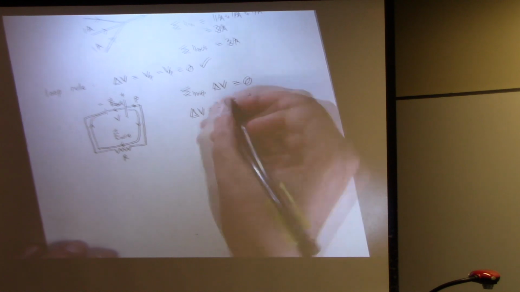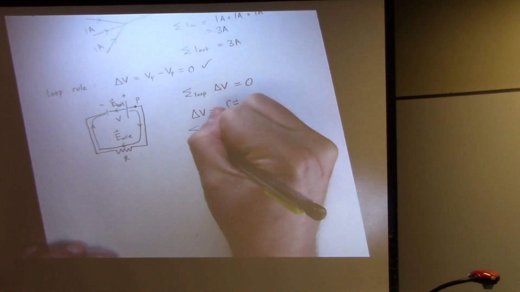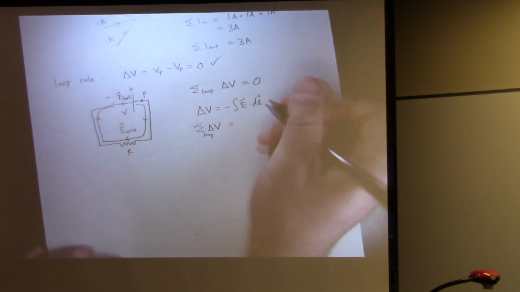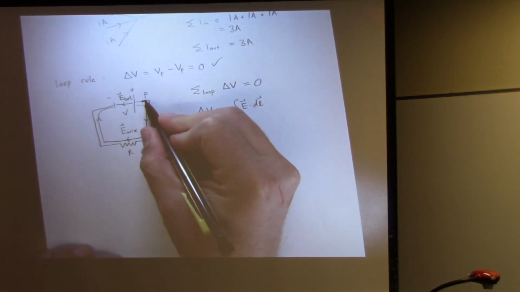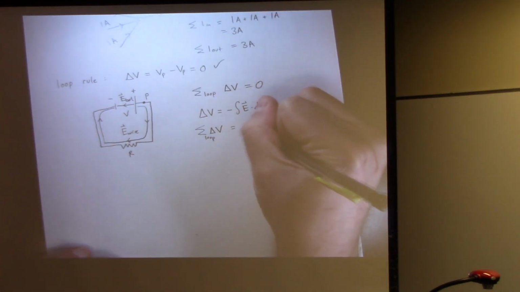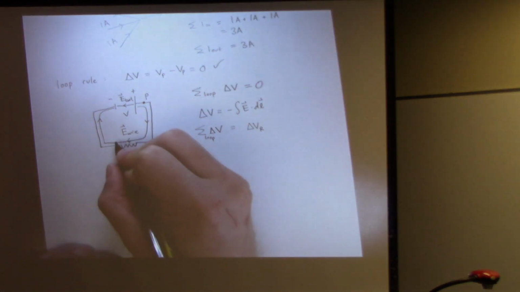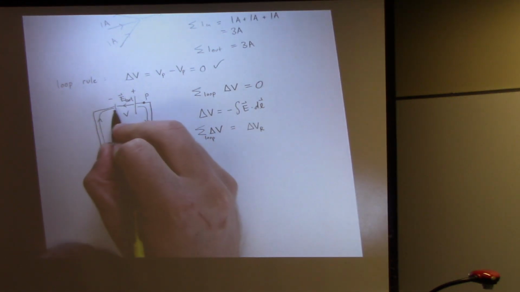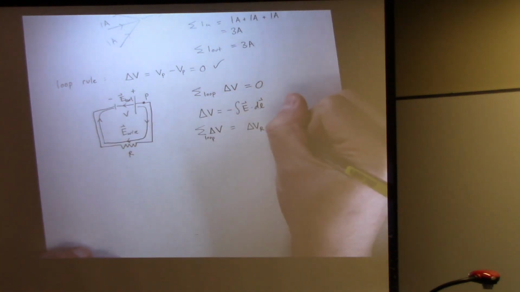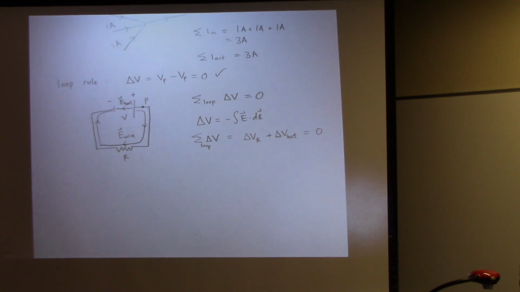So how do I actually take the sum of delta V's for this loop here? Well, it's basically going to be this. Start at point P, and then I go across the resistor. So that's going to be a delta V for my resistor. And then, if I keep following this loop, I have another delta V going across the battery. And by the loop rule, we should be expecting to get 0 here.